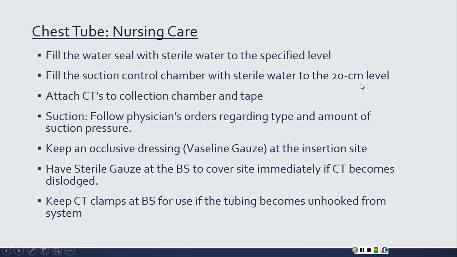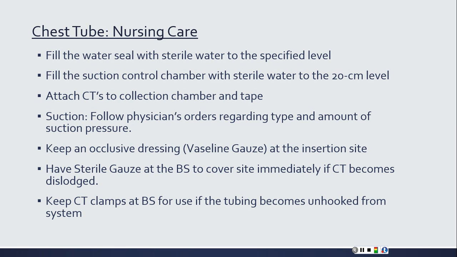But you're going to have the 20 centimeters of water in the chest tube, and then we adjust the pressure accordingly. You attach the chest tubes to the collection chamber with tape. You want to make sure that you have a good seal. If you don't have a good seal, what do you think is going to happen? It's not going to do its job. We want it to be a nice closed system, but also you've got a source of infection as well. You want it to be nice and closed, fully occlusive, and that way it can pull off the right amount of pressure as ordered. With the suction, you always want to follow the physician's orders regarding the type and amount of suction pressure.